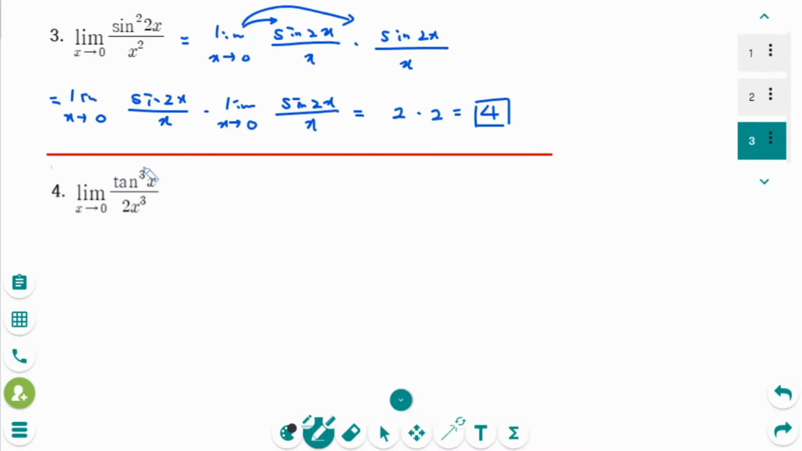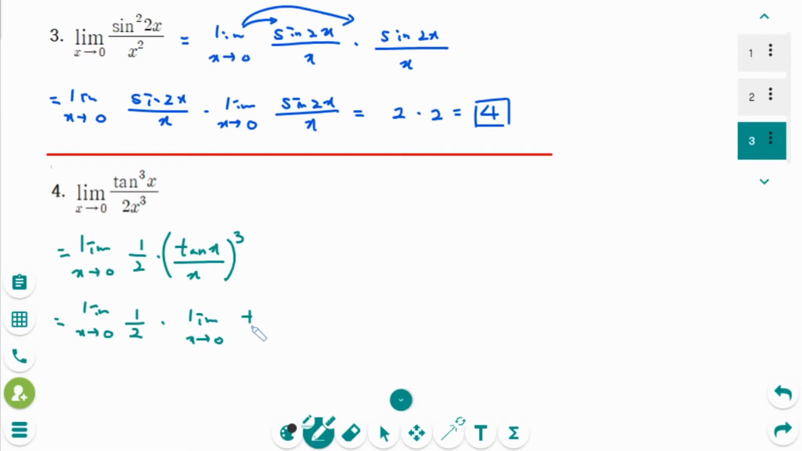This is the next question. We can rewrite as limit as x approaches 0, 1 over 2 times tangent x over x cubed. Use this technique, it is the same. And then this one is limit as x approaches 0, 1 over 2 times limit as x approaches 0, tangent x over x to the power of 3. So first limit is 1 over 2 times this one is 1 cubed. So the final answer is 1 over 2.